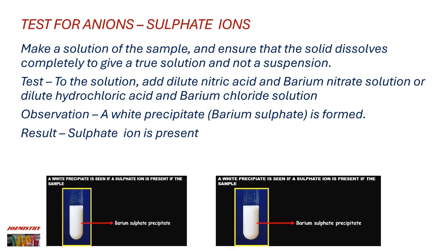Test for anions, sulfate ions. Make a solution of the sample and ensure that the solid dissolves completely to give a true solution and not a suspension. Test. To the solution, add dilute nitric acid and barium nitrate solution, or dilute hydrochloric acid and barium chloride solution. Observation. A white precipitate, barium sulfate, is formed. Result. Sulfate ion is present.